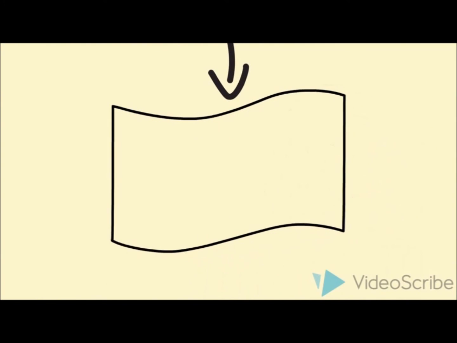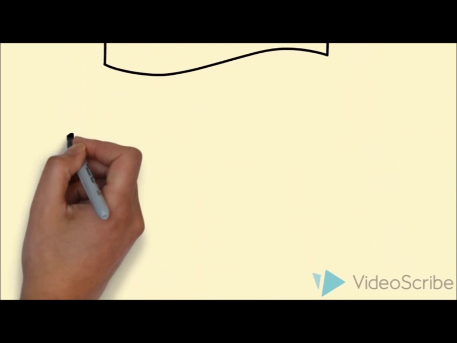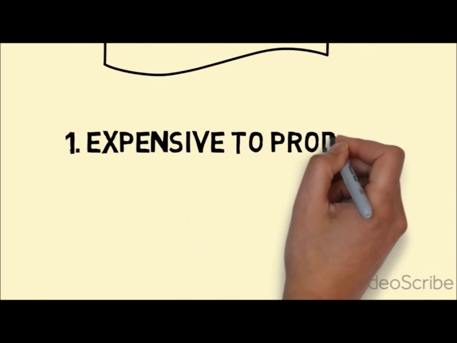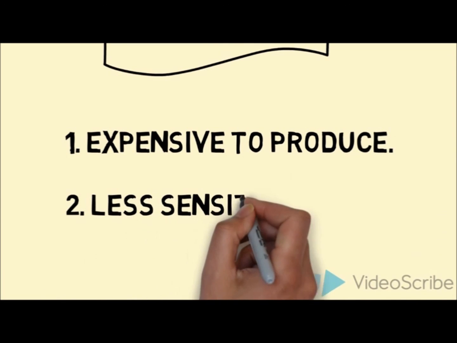But the monoclonal antibody also has its own disadvantages, which are, first, expensive to produce as it requires more time and high technology for production, and second, less sensitivity because it is too specific to detect across a range of species.